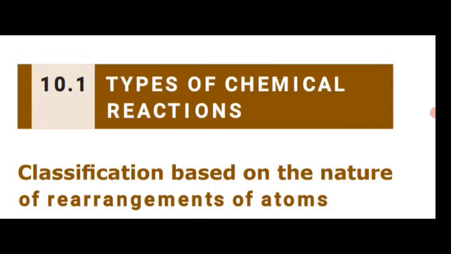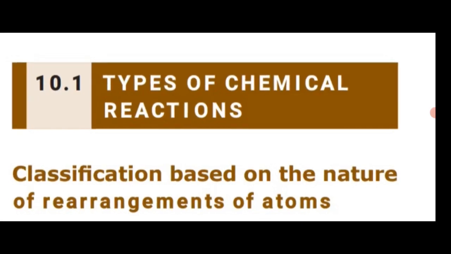Classification based on the nature of rearrangement of atoms. This is the type of chemical reaction based on the nature of rearrangement of atoms. As you have studied about chemical reactions and how they can be described as a chemical equation, a large number of chemical reactions take place around us in everyday life.